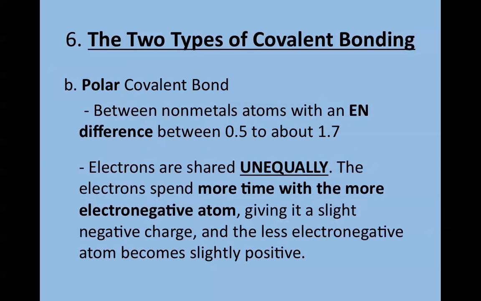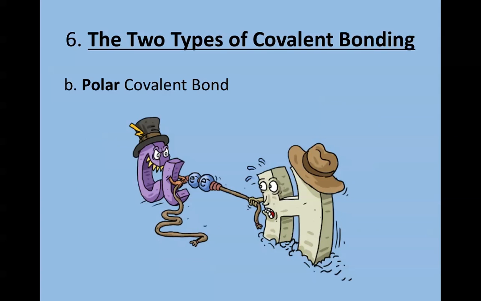Now, polar covalent bonds are when atoms are sharing the electrons unequally. This is when you have a difference in electronegativity from about 0.5 to about 1.7. So it's still a covalent bond, they're still sharing, but there's a big enough difference where they're sharing them unequally. So the electrons spend more time with the more electronegative atom, giving it a slightly negative charge because electrons are negative, and the less electronegative atom becomes slightly positive because there are brief moments when it doesn't have those electrons around it. So again, polar covalent bonds are going to have an uneven pull on their electrons.